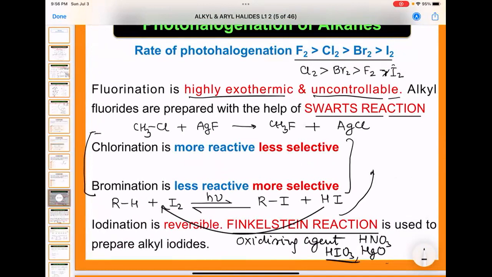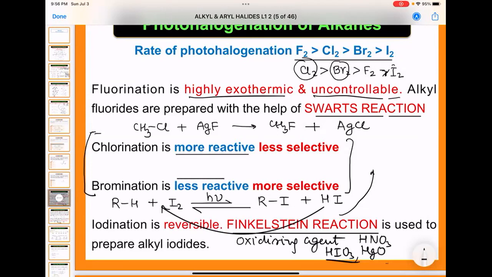We rejected fluorination. We are not going to do it on our own in the presence of light. If someone asks us to attach fluorine, we will do it by using Swarts reaction. If someone asks us to attach iodine, we will not do it directly. We will take the help of Finkelstein reaction, in which we take NaI in acetone. But chlorination and bromination both we can do directly. And what are the advantages and disadvantages? Chlorination is more reactive. You can see chlorine is more reactive.